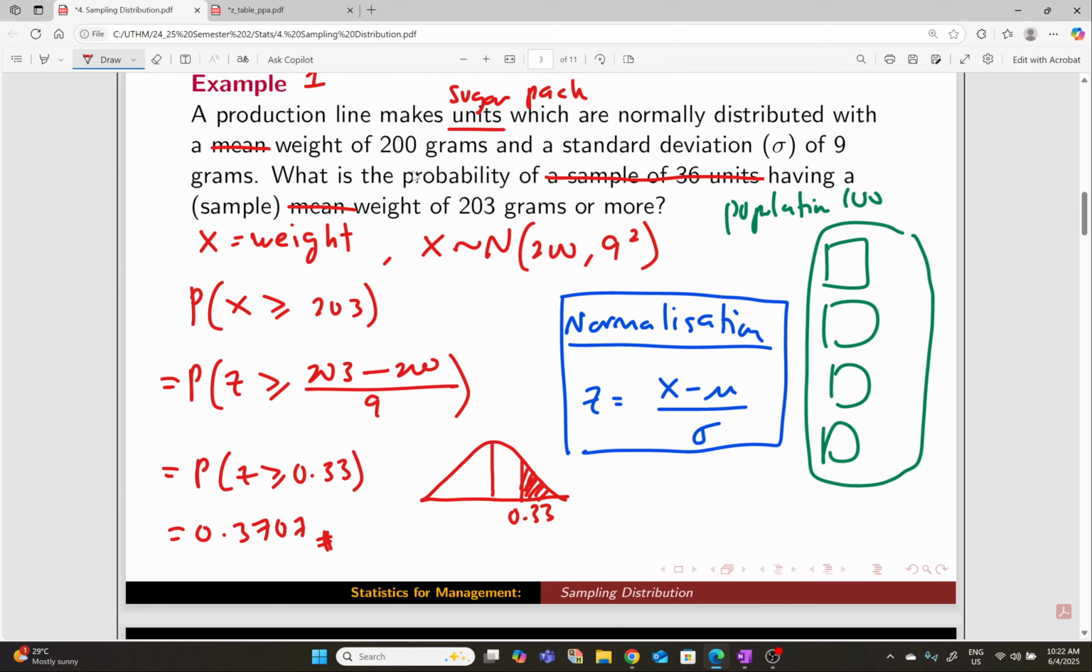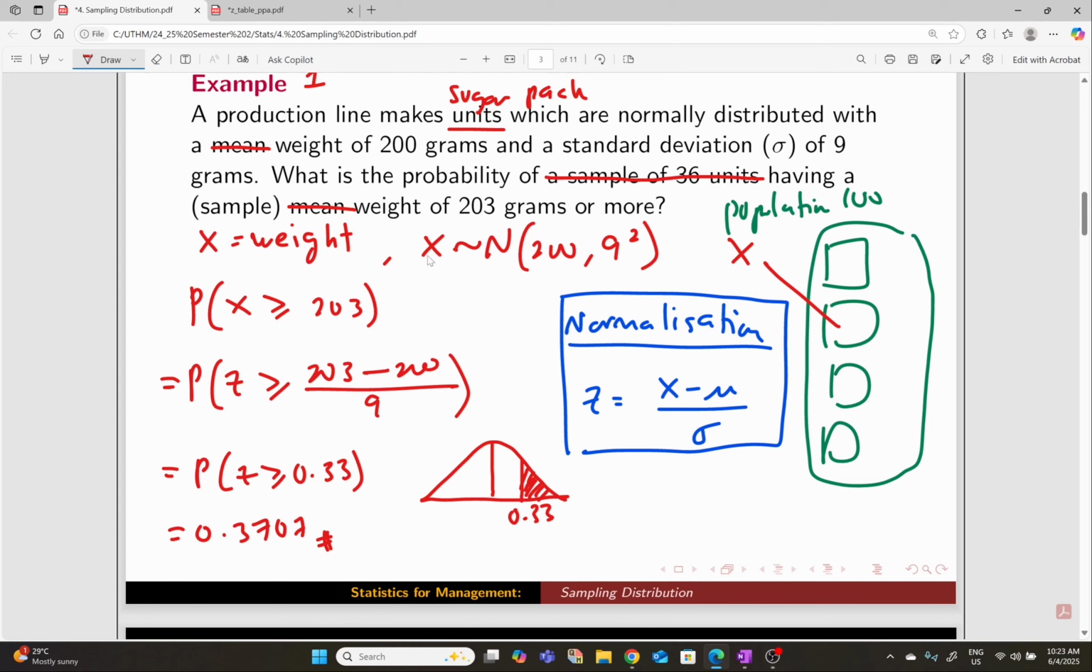Each pack weighs 200 gram. So we have 100, for example, and you pick any one of the packs randomly. Let's say you pick this pack, this is X. What is the probability that the weight of this pack is greater than or equal to 203? How do we do it? We minus the mean divided by standard deviation, and this is how we do it.